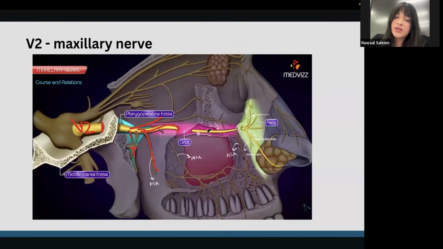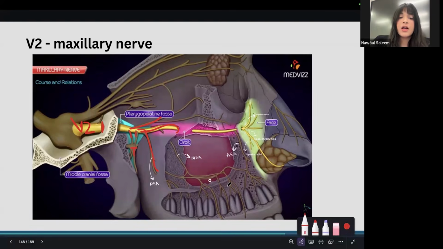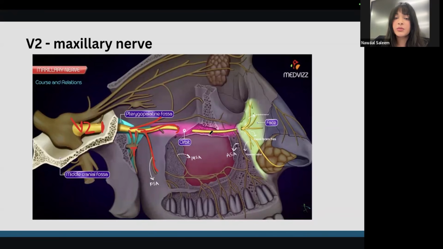And then in this canal, the inferior orbital canal, it continues as the inferior orbital nerve. It's going to exit at the inferior orbital foramen, and then it's going to give the palpebral branch, the nasal branch, and the superior labial branch. Okay. One thing I just want to add is that the inferior orbital nerve over here in this canal is going to give off the MSA and the ASA as well.